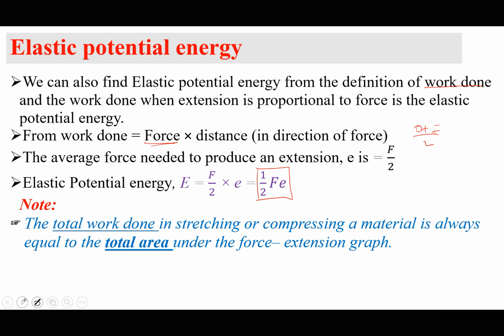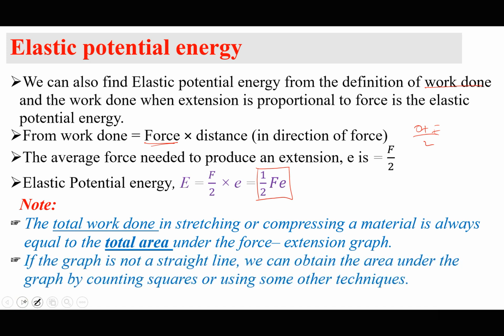Sometimes, or most of the time, the graph is a straight line where we can easily find the area under the shapes. It could be a triangle, rectangle, and so on, or trapezium. But if the graph is not a straight line, then you must find techniques of finding the area under the graph, either by counting the squares or using some other techniques that you might have mentioned in kinematics when we're dealing with velocity-time graphs.